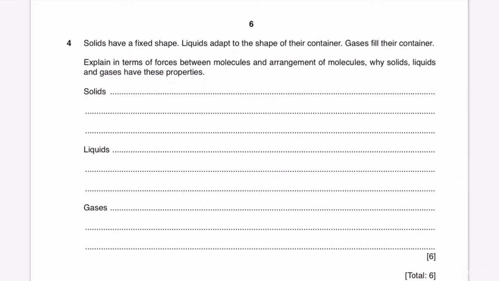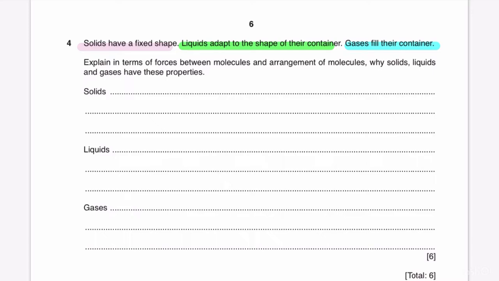Okay, question number 4. Solids have a fixed shape. Liquids adapt to the shape of their container and gases fill their container. Explain in terms of the forces between the molecules and the arrangement of molecules why solids, liquids and gases have these properties. So first we explain why solids have a fixed shape. Second, why liquids adapt to the shape of their container, and why gases fill their container.